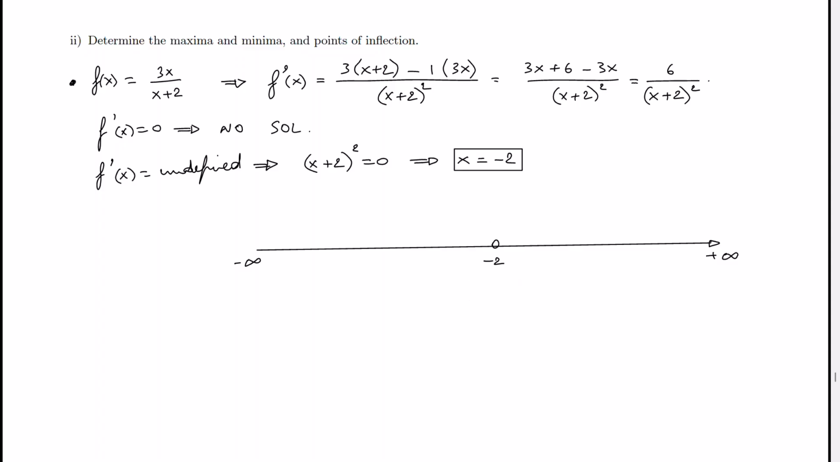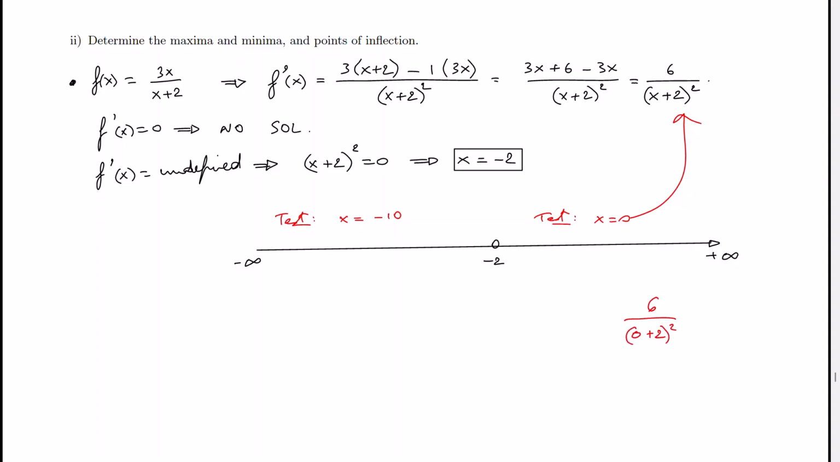Now I need a number before to test, and I need a number after to test. So I'm going to test x equal to -10 from the left side, and I'm going to test x equal to 0 from the right side. Now when I'm testing, I'm going to plug 0 into the derivative to see if it gives me a positive or a negative answer. I'm going to plug -10 into the derivative to see if it gives me a positive or negative answer.